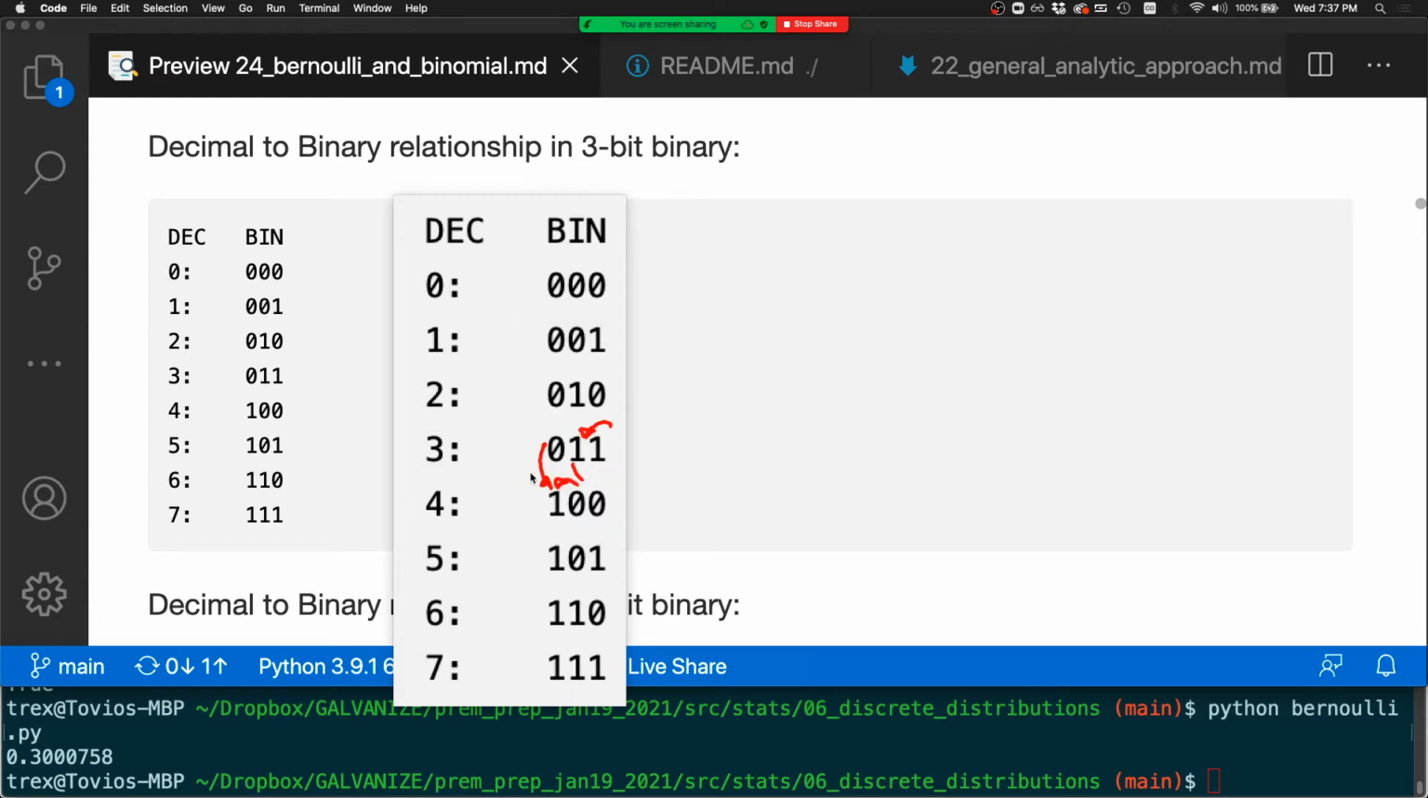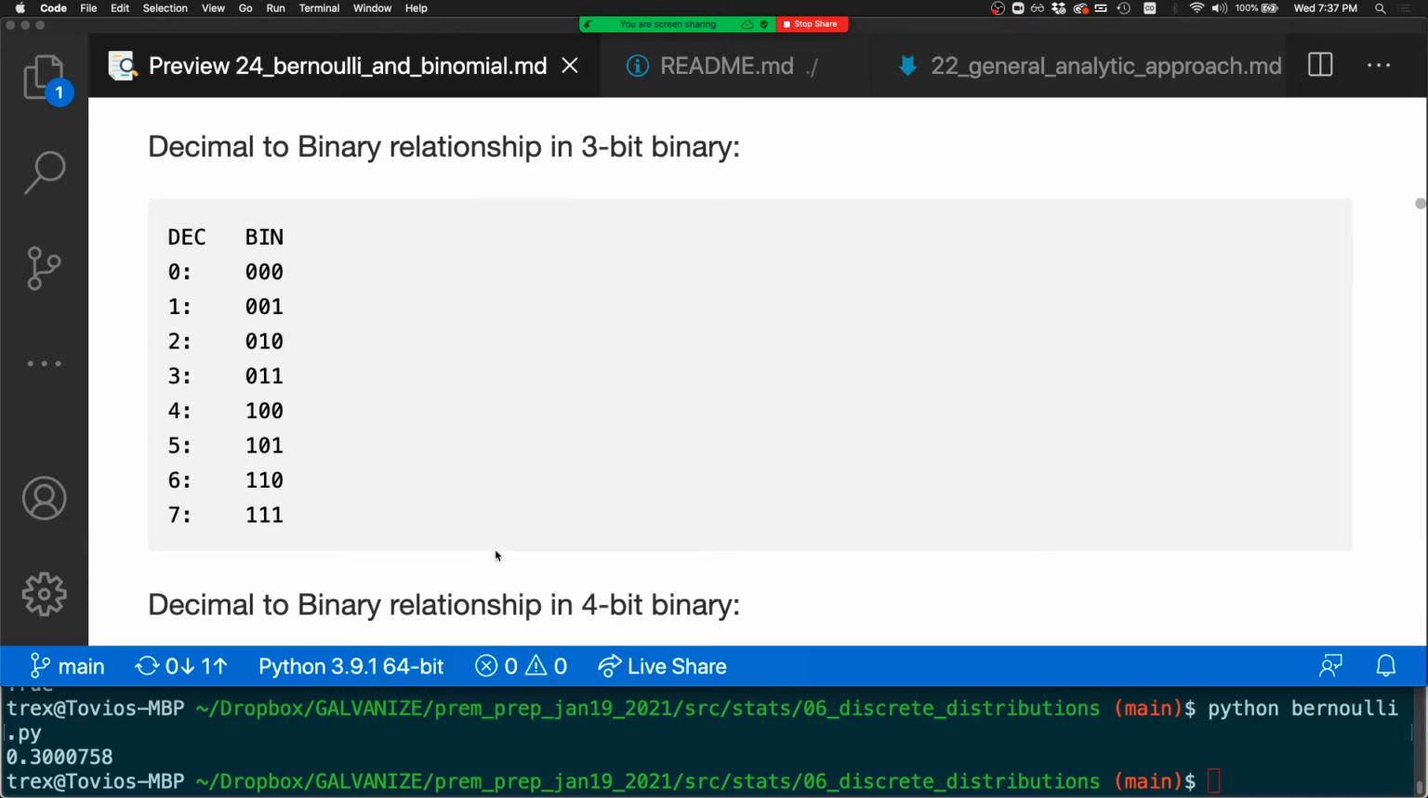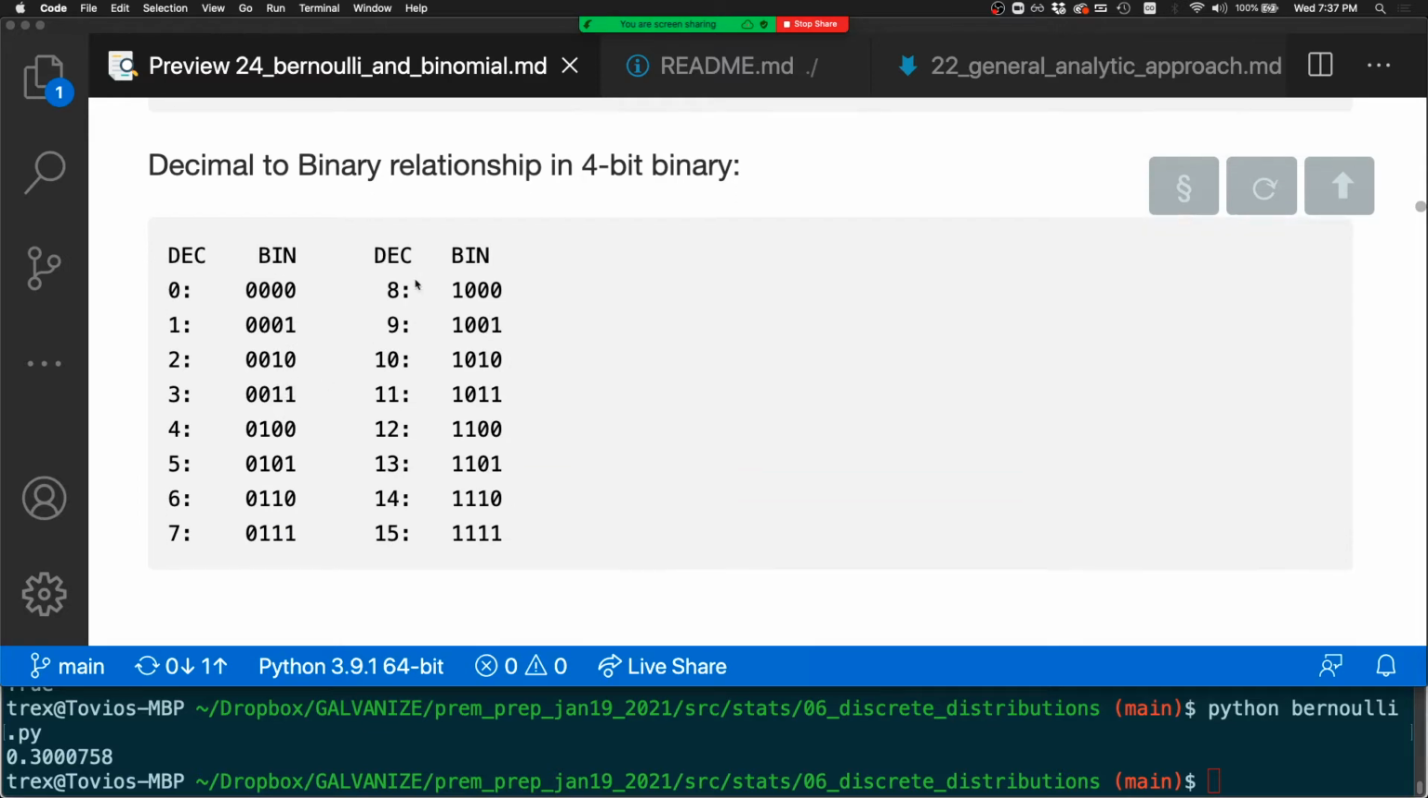Something you might notice here is that in binary, if the rightmost bit is 0, then that's going to be an even number. 010 is 2, 100 is 4, 110 is 6. Whereas if we have the rightmost value as 1, that's going to be an odd number, and we'll see why that is momentarily. So here's 4-bit binary. In 4-bit binary, we can represent up to the decimal value 15 if we're going from 0 to 15.